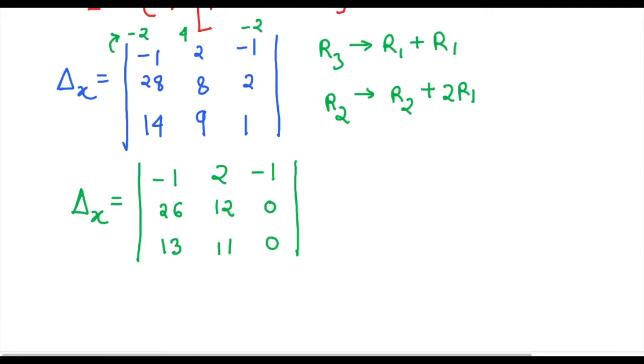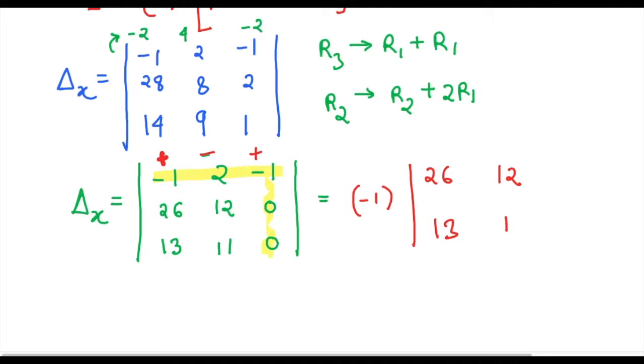So let's solve it. We will expand it according to this column. Our signs will be plus, minus, plus. So this will be minus 1, and leave the yellow portion. You will get the determinant 26, 12, 13, 11.